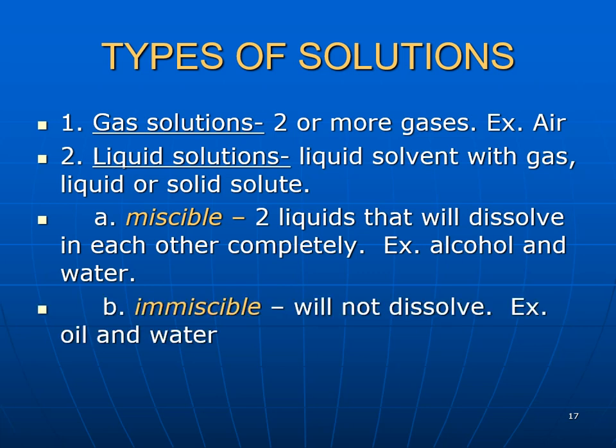Things that are immiscible will not dissolve or may not completely dissolve. So here we're talking about oil and water, for example. Some ionic compounds don't dissolve well, so we would classify them as insoluble or immiscible.